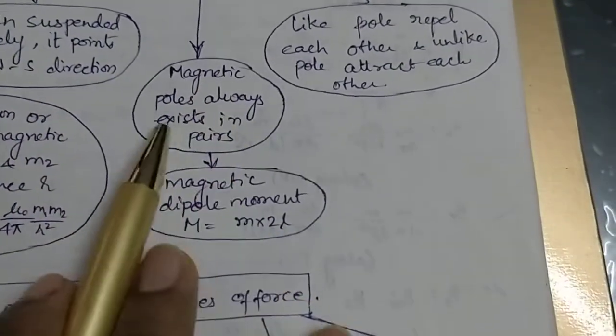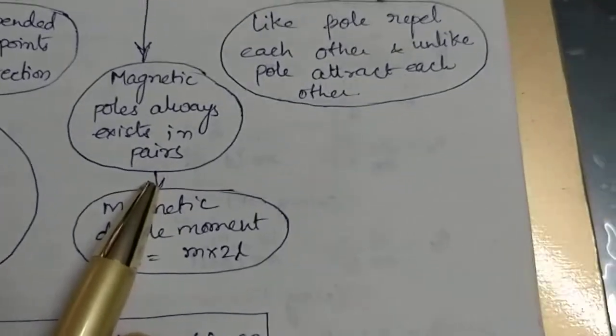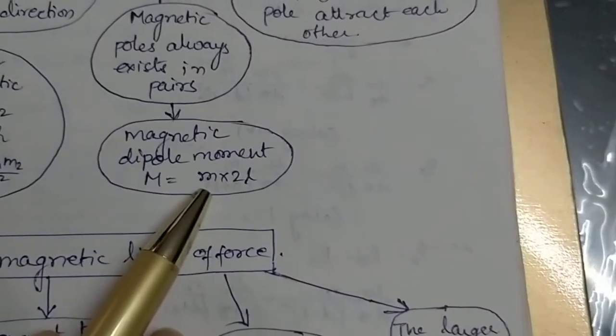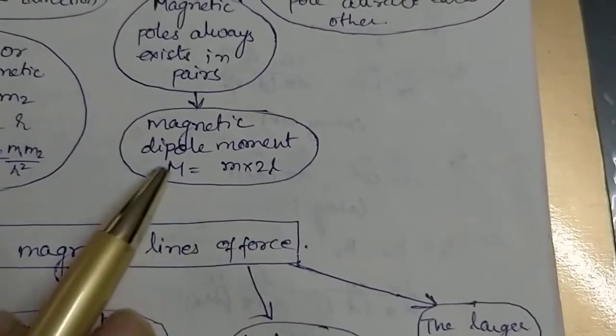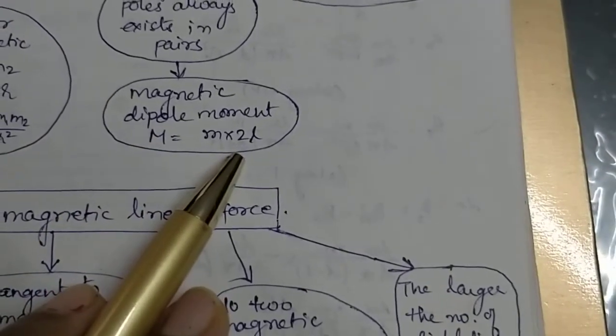Then magnetic poles always exist in pairs. That means you will always have north pole and south pole together. You cannot have a single pole. Magnetic dipole moment: if they exist in pair, then the magnetic dipole moment is given by m is equal to small m into 2l. This is magnetic dipole moment. Small m is pole strength, and 2l is the length of the magnet.